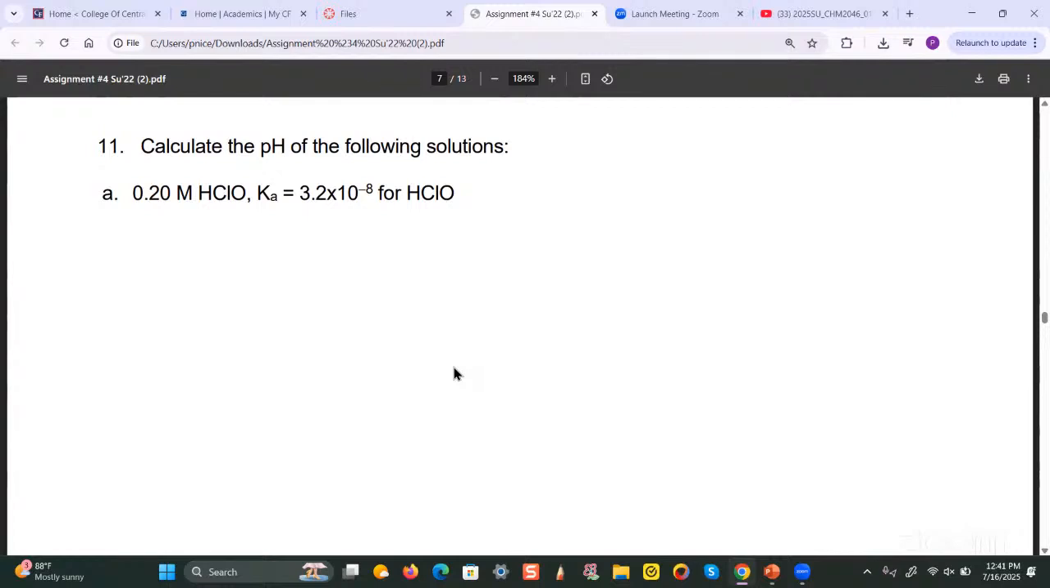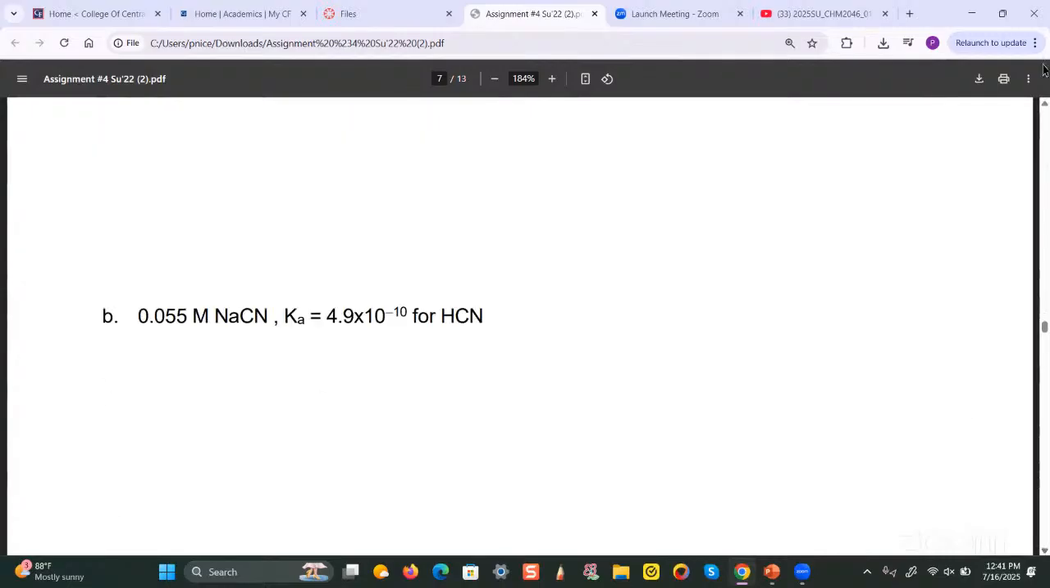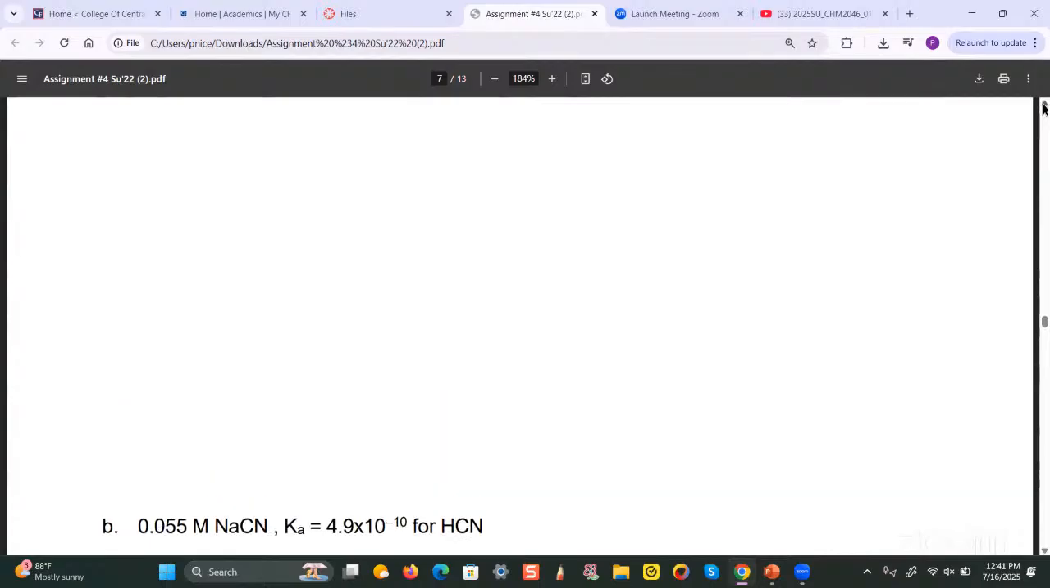It says calculate the pH of the following solution. It's pretty similar to what we just did a while ago, right? So I'm just going to do the A part. In fact, hold on, let me see what B is all about. Oh, okay, all right. I'm going to do B and C with you guys, but let's quickly go through A. Let's see what you guys try to do with A, all right?